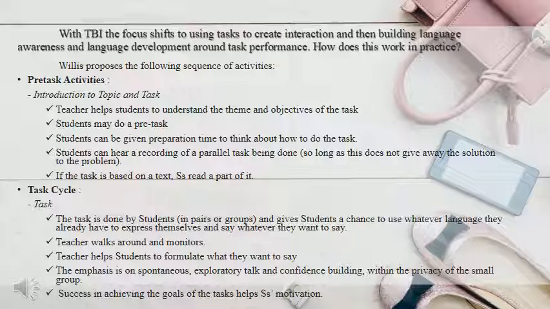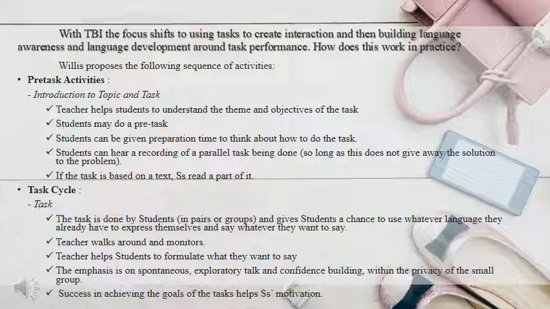So, Willis proposed the following sequence of activities. The first activity is pre-task activities. Pre-task activities include introduction to topic and task. In this activity, the teacher helps students to understand the theme and objectives of the task, and then students may do a pretask. Students can be given preparation time to think about how to do the task, and students can hear a recording of a parallel task being done. Then, if the task is based on a text, students read a part of it.